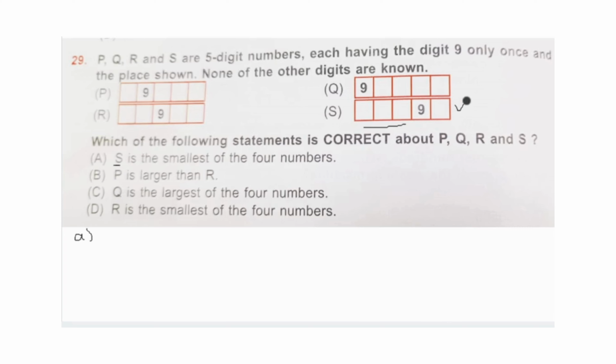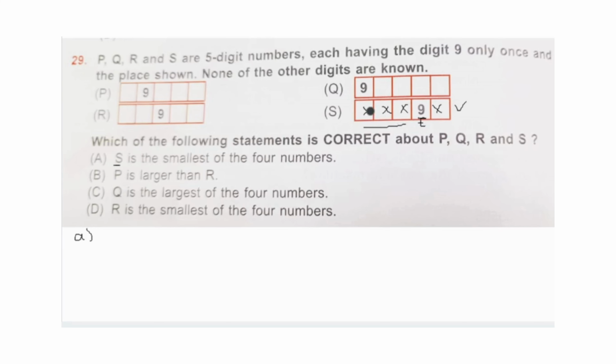Right, this one, which is S, is the smallest of the 4 numbers. Here, the 9, which is a known value, is at the tens position. But we don't know the numbers here. Let's write it as X, X, X, and X. We don't know the values of all these numbers. So it's impossible for us to find out if S is the smaller number among all 4 or not.